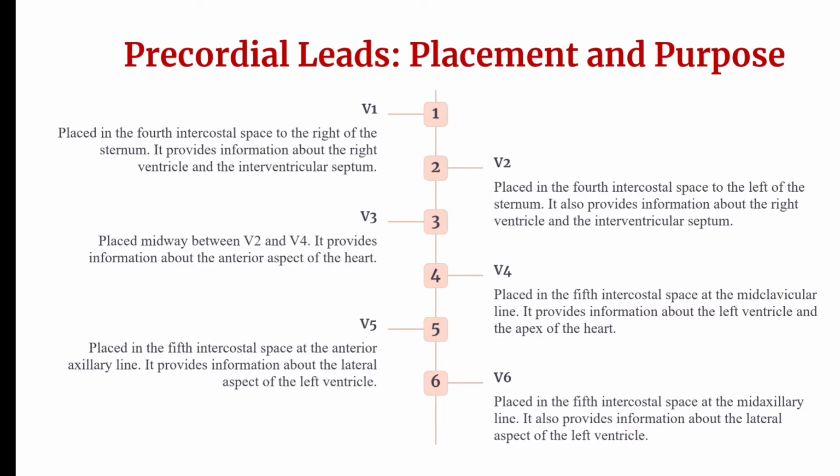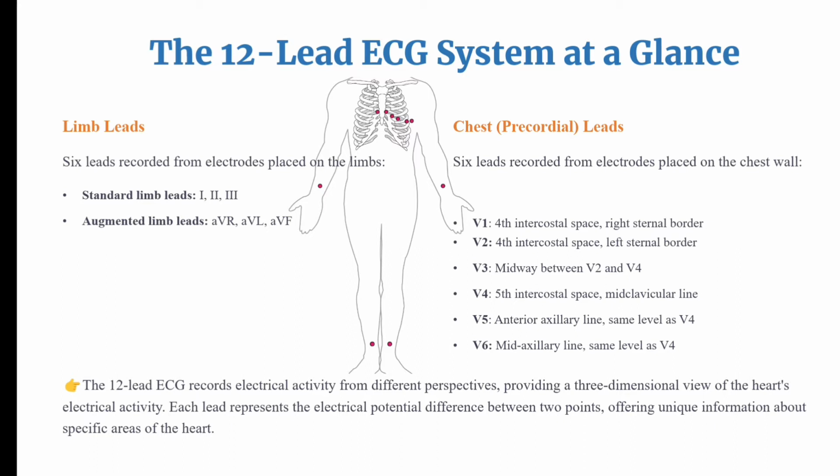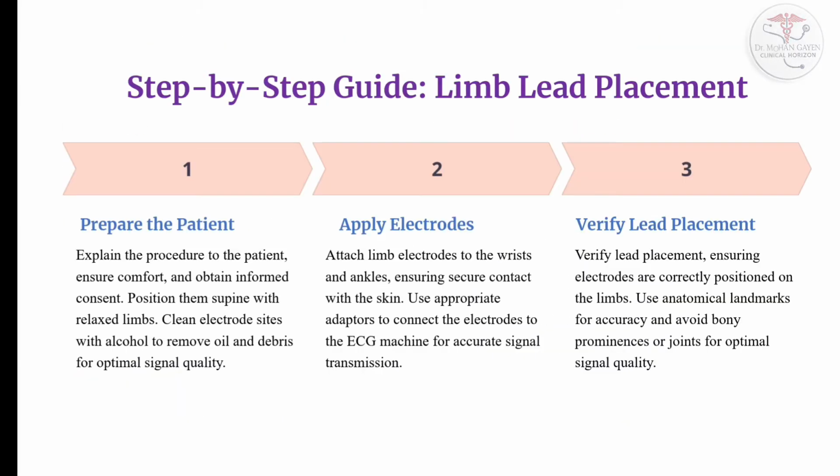The 12-lead ECG system. At a glance, the 12-lead ECG system provides a comprehensive multi-angle view of the heart's electrical activity. By strategically placing 10 electrodes on the limbs and chest, the system records 12 distinct leads, each capturing the heart's electrical impulses from a different perspective. These 12 leads combine to create a three-dimensional representation of the heart's function, which is essential for identifying conditions like arrhythmias, ischemia, myocardial infarction, and conduction abnormalities. Understanding how each lead contributes to this overall picture is fundamental for accurate ECG interpretation.